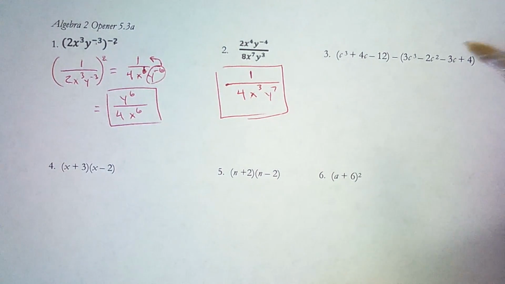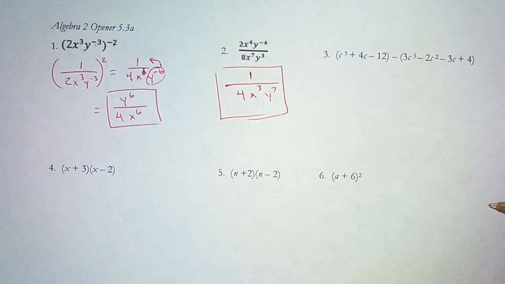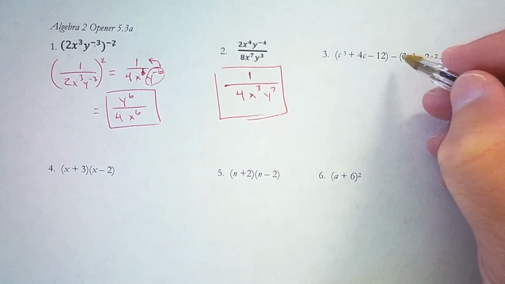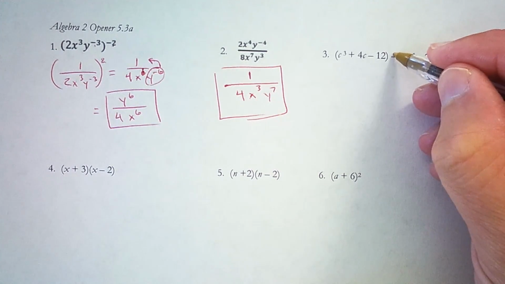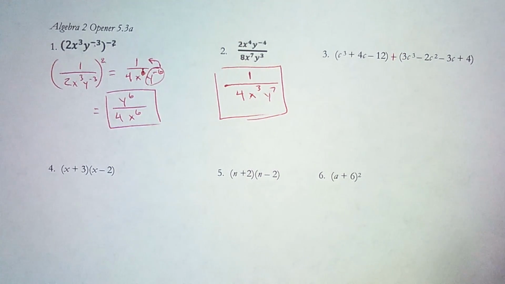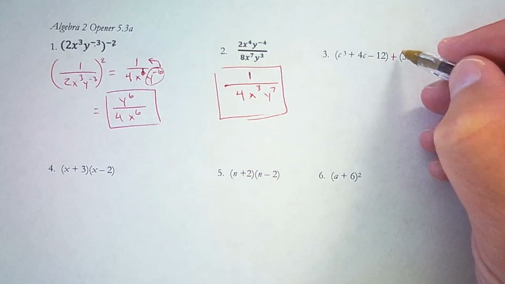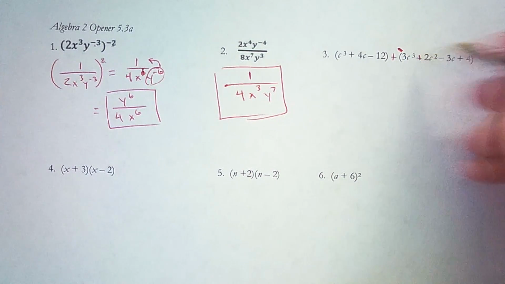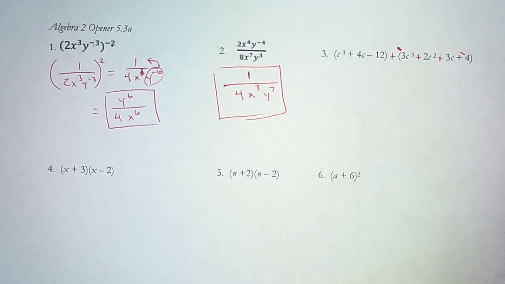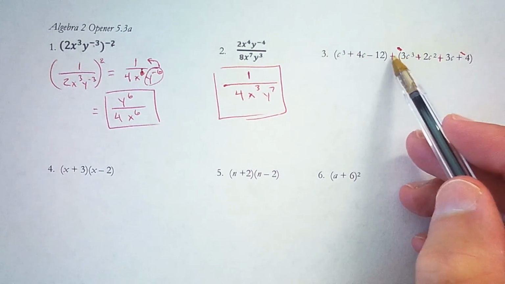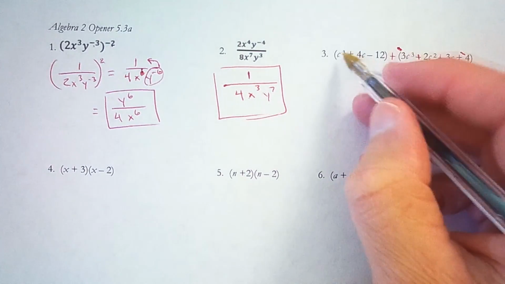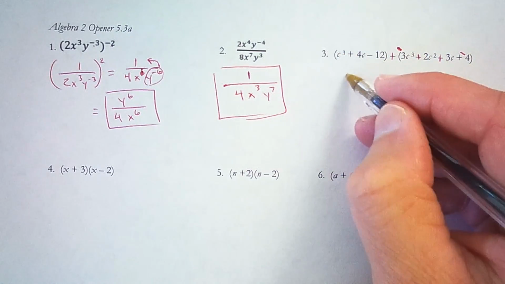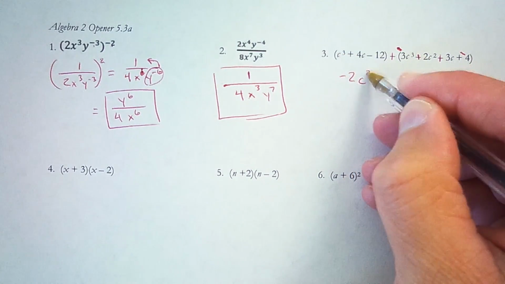Now we are going to subtract 2 polynomials. The way I like to do this, it's not the only way, but I like to change that minus to a plus, and I can do that as long as I distribute the negative to everything inside the parentheses, which means everything in the parentheses is going to change signs. So I have c cubed plus -3c cubed. 1 plus -3 is -2, so that's -2c cubed.